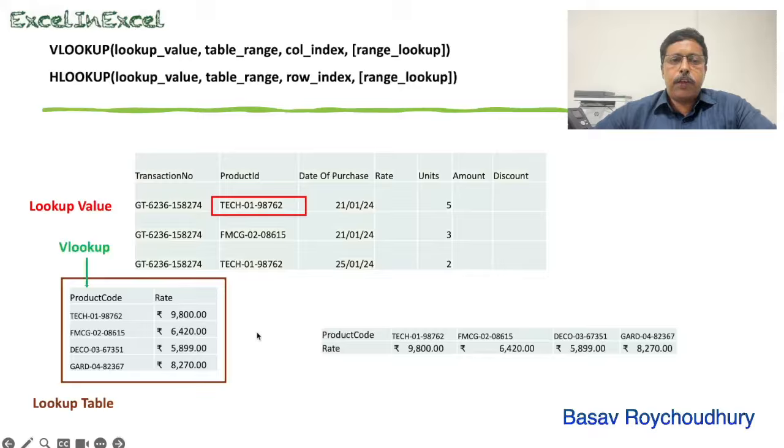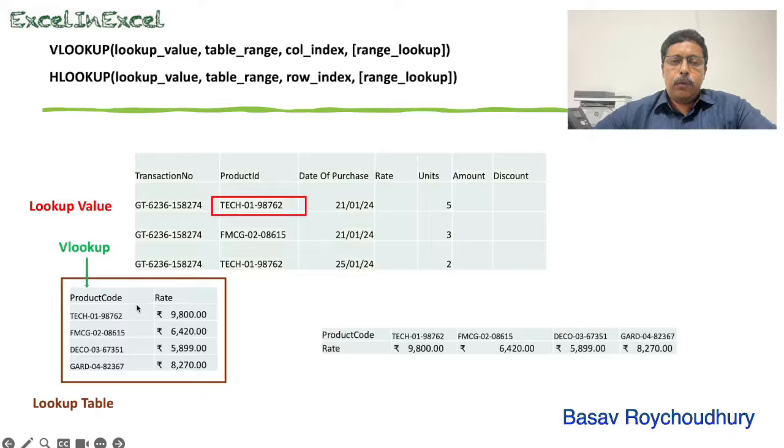Whenever we use a Vlookup, it looks for the value in the first column, always the first column of the lookup table. Now the lookup table might be a part of another bigger table, doesn't matter. That means before the product code, I might have some other columns. After the rate, I might have some other columns. But in this case, my lookup table is the product code and the rate columns.